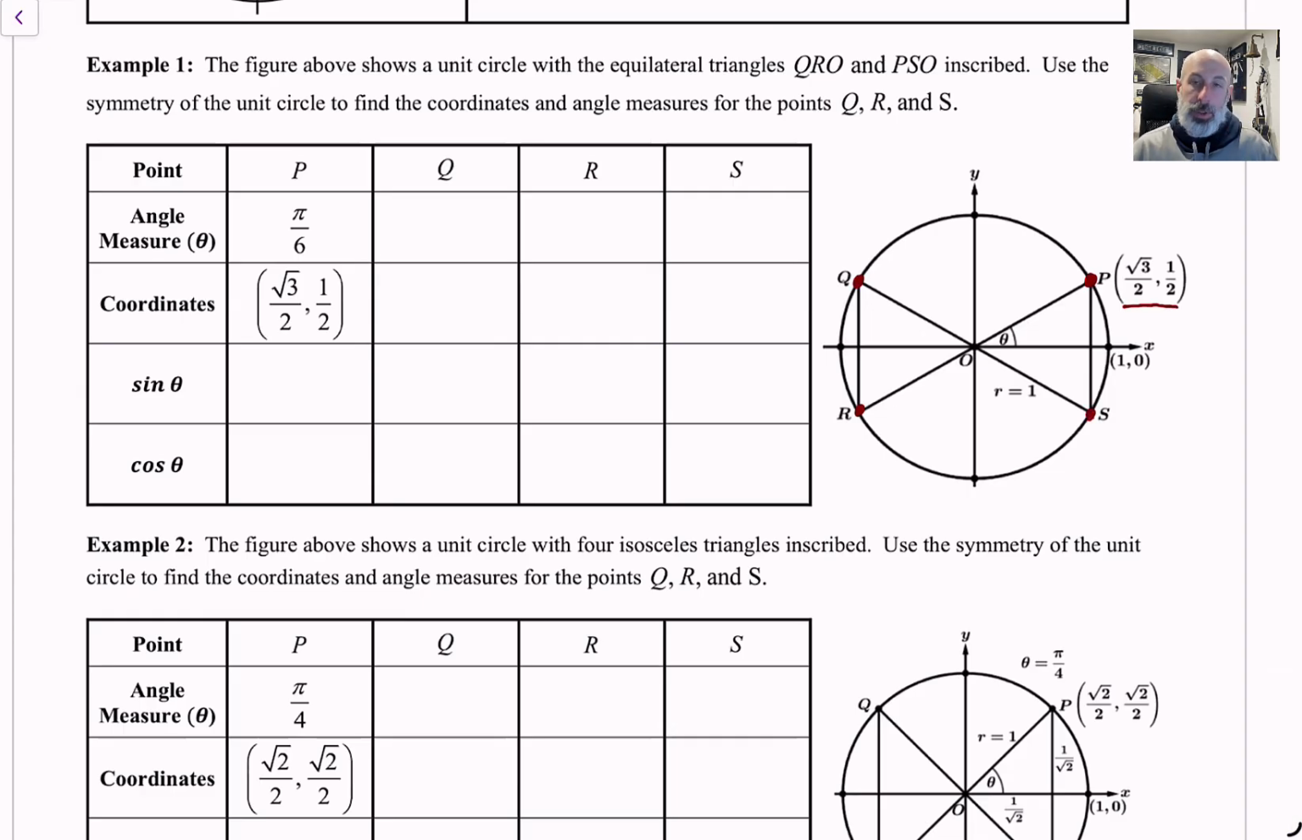So in terms of what the ordered pairs are, Q is just going to be the same set of ordered pairs, but a negative x. So negative root 3 over 2 with 1/2. In R, they'll both be negative, and in S, we'll have a positive x and a negative y, but same value, same root 3, same 1/2.